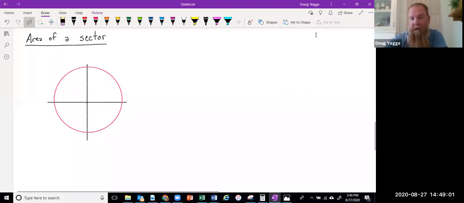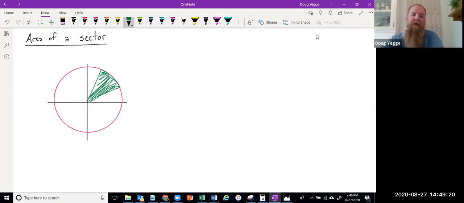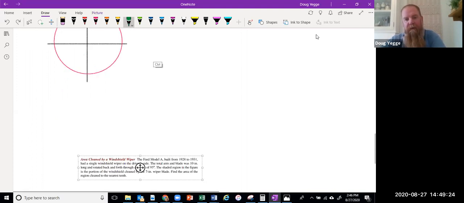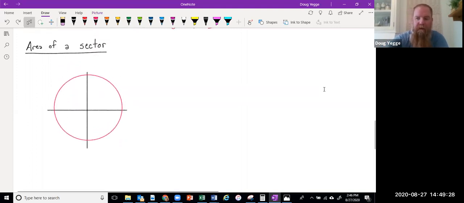Now, one more application involving radian measure has to do with finding the area of a sector of a circle. Now, a sector, remember, is nothing more than just a pie wedge that's formed on a circle where the outer edge is an arc length. So this right here would be considered a sector. And we want to come up with a formula for being able to find the area of that sector. So before we can do that, let's go ahead and take a look at finding the area of a full circle.